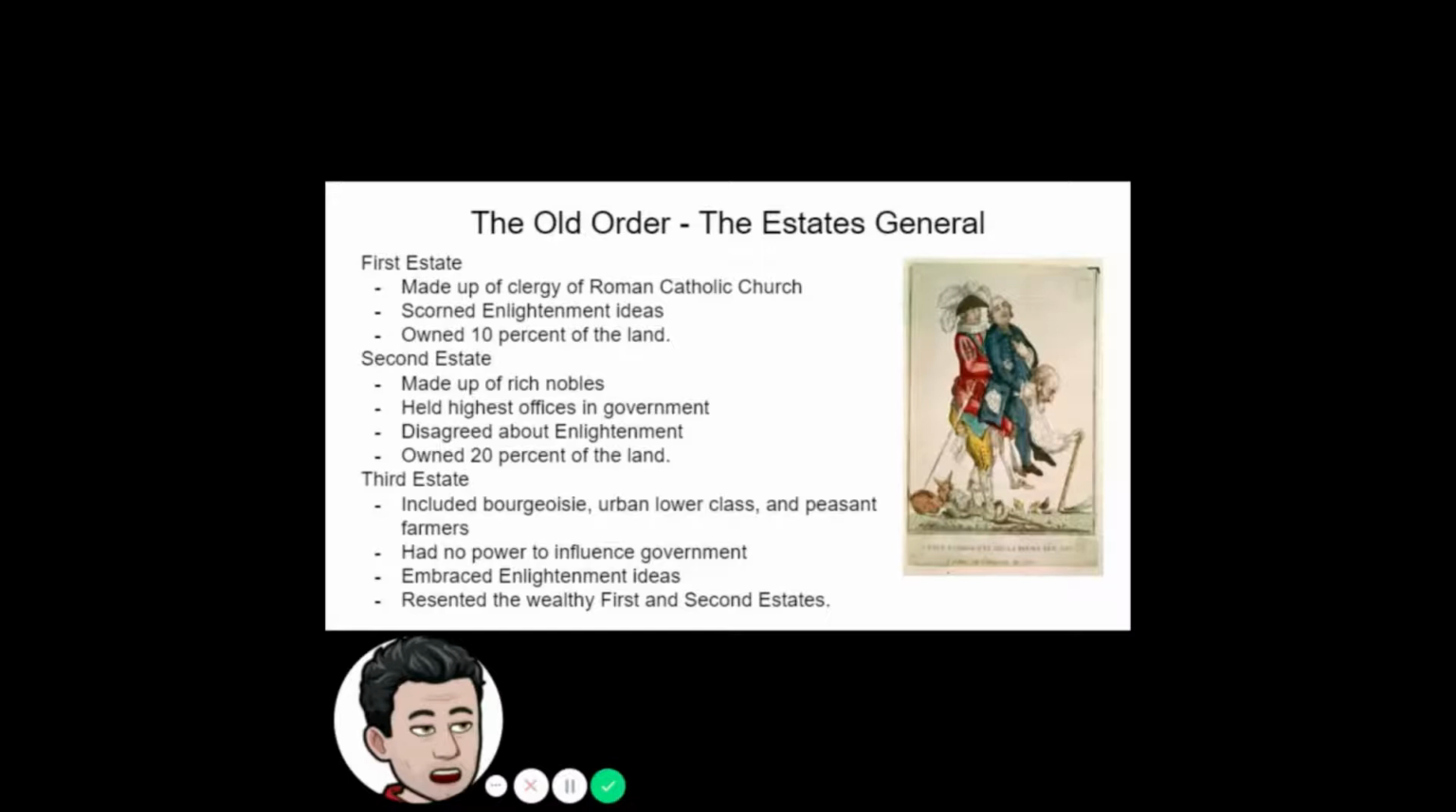Now, if you remember, the nobles could not engage in trade and commerce because it was considered dirty. So this was a place that only this group of people had access to. This included bankers, factory owners, merchants, professionals, skilled artisans, but they were educated. And these people believed in the enlightened ideal.